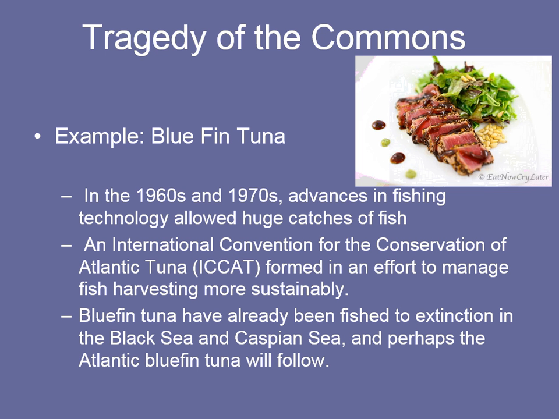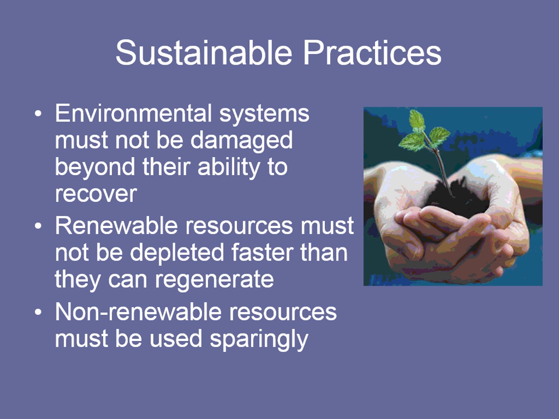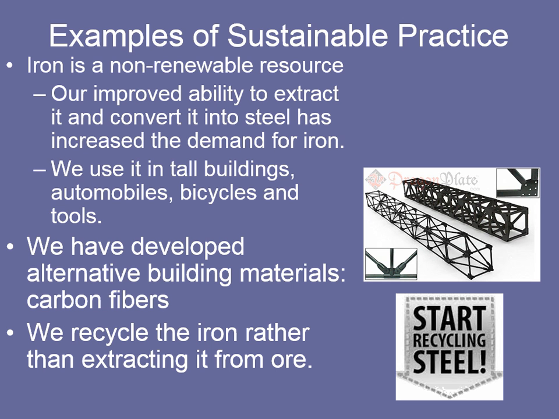So what do we do about this? We should be developing sustainable practices. Sustainability is living within our means, so in the example before, tuna do not go extinct completely. An example of sustainable practices is how we recycle iron. Since we've started converting it into steel, it's become a hot commodity. But we're running out. So instead, we'll use other materials like carbon fiber, which is actually stronger than steel, or we recycle it instead of extracting more ore.